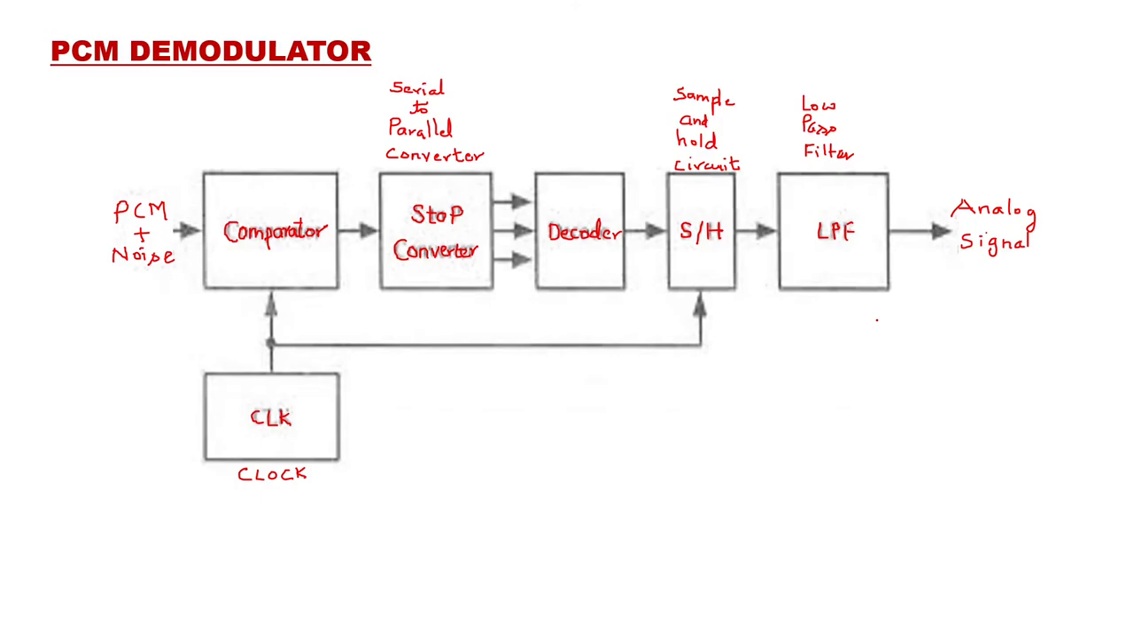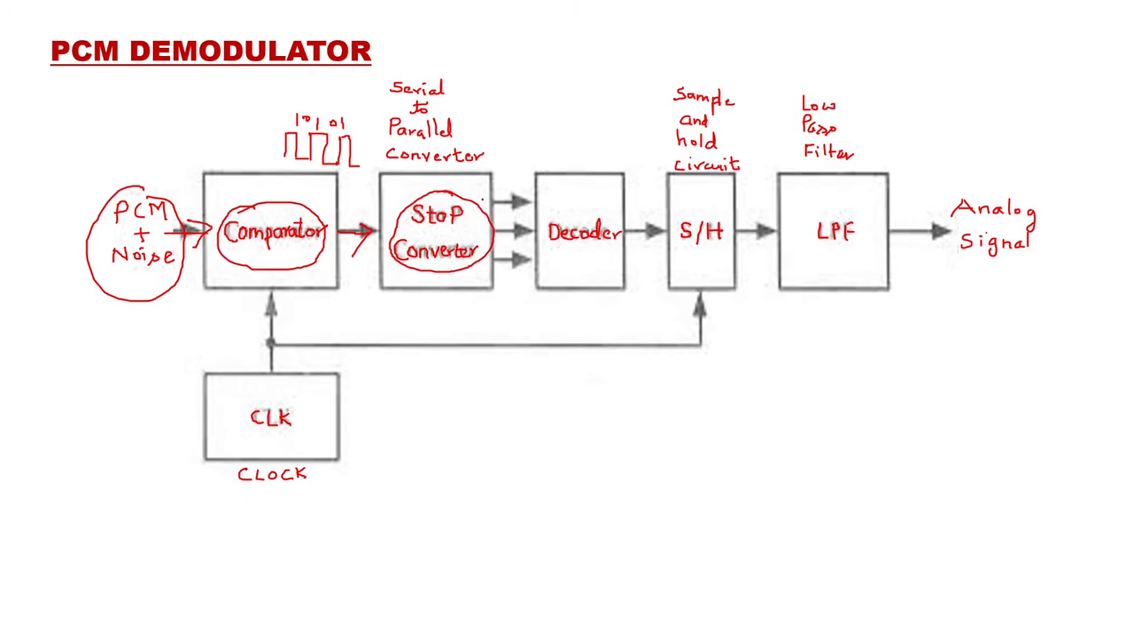Similarly, when you go to the PCM demodulator, the input here will be your PCM wave, including noise. This PCM wave with noise will be given to a comparator. The comparator has a clock signal and the input signal, and the output will be generated here. Serial output, whether it is 1 or 0 or 1 or 0, all will be generated in serial format. Now that serial format will be converted to parallel format by this serial to parallel converter.